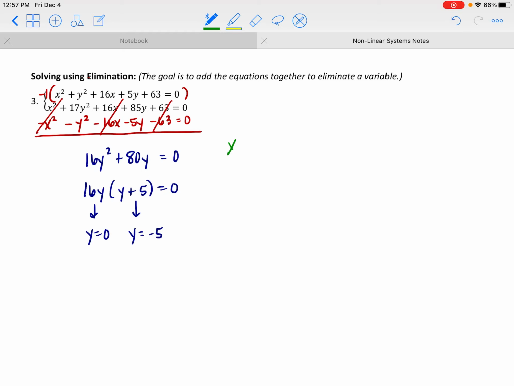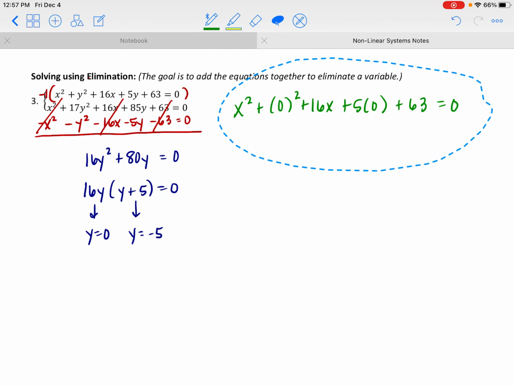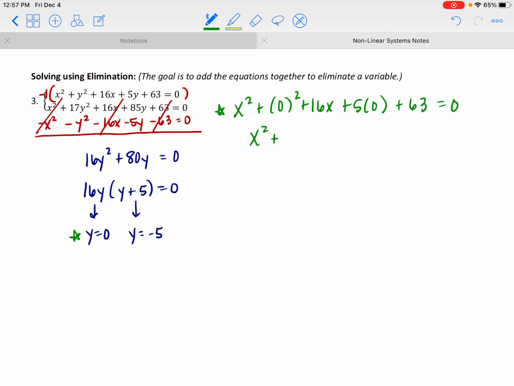So let's see, if we have x squared plus 0 squared plus 16x plus 5 times 0 plus 63 equal to 0, what are we going to end up with? So that's plugging the 0 in first. Plug this into the first equation. So if we continue here, x squared plus, well, 0 squared is 0, so 16x. 5 times 0 is 0, so that goes away. And then plus 63 is a quadratic left for us to solve.